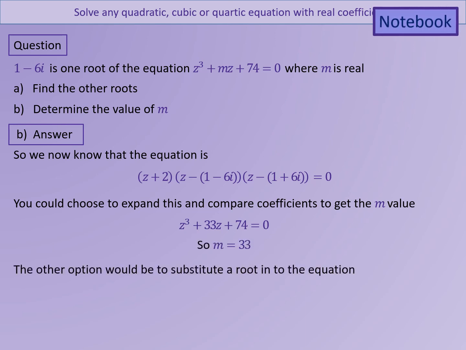An alternative to that would be to substitute in one of the roots. We know that the roots satisfy the equation, because that's what a root is. The easiest root to substitute in would be the real one. So what we could do is put minus 2 in for all the z's and solve the equation from there. That would also tell us m. If we put minus 2 in where all the z's are, we end up with negative 8 minus 2m equals negative 74. Rearranging that equation also gives us m equals 33.